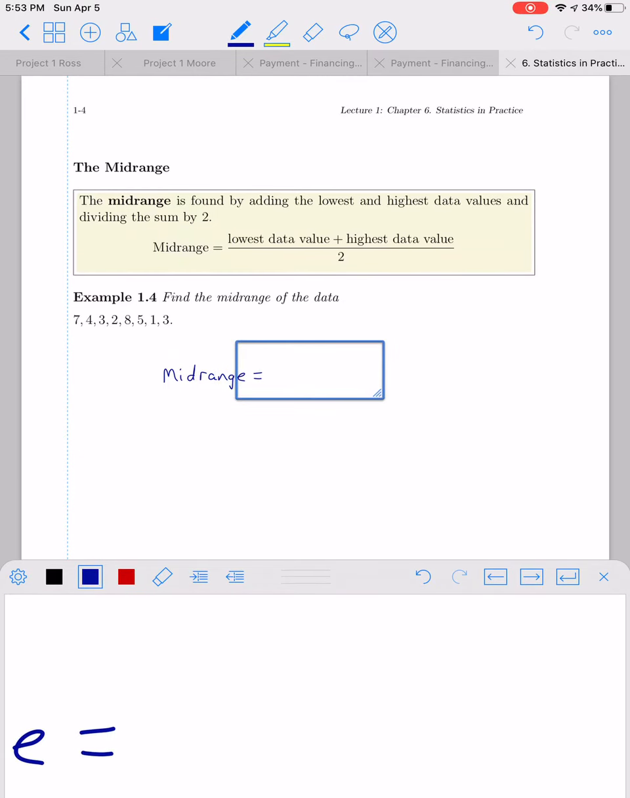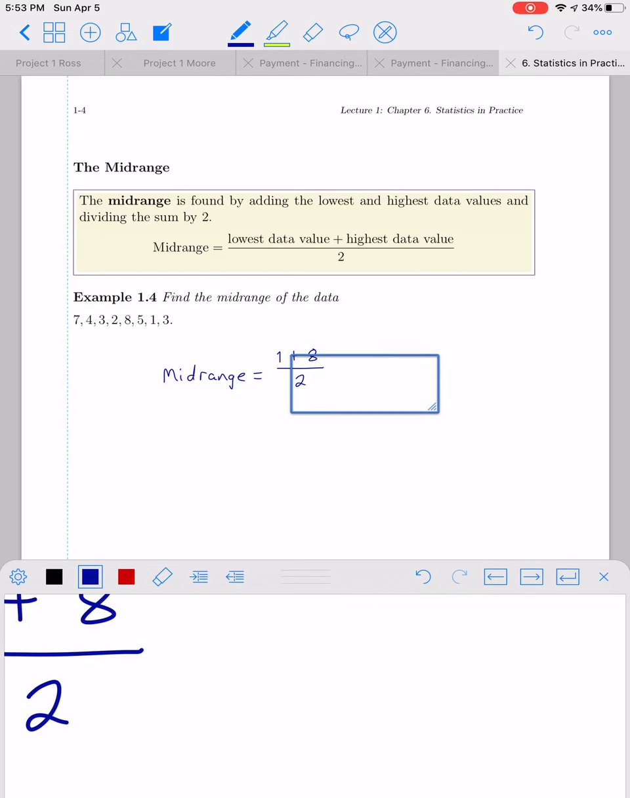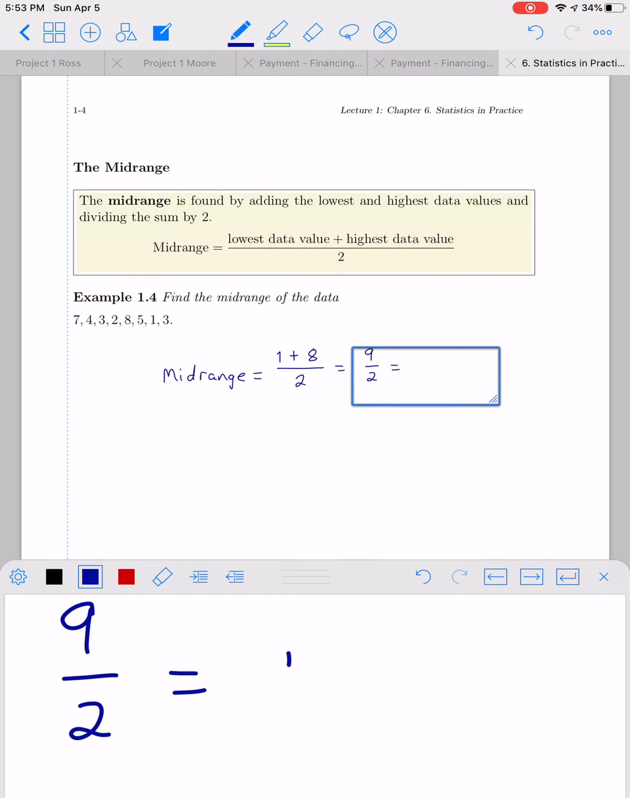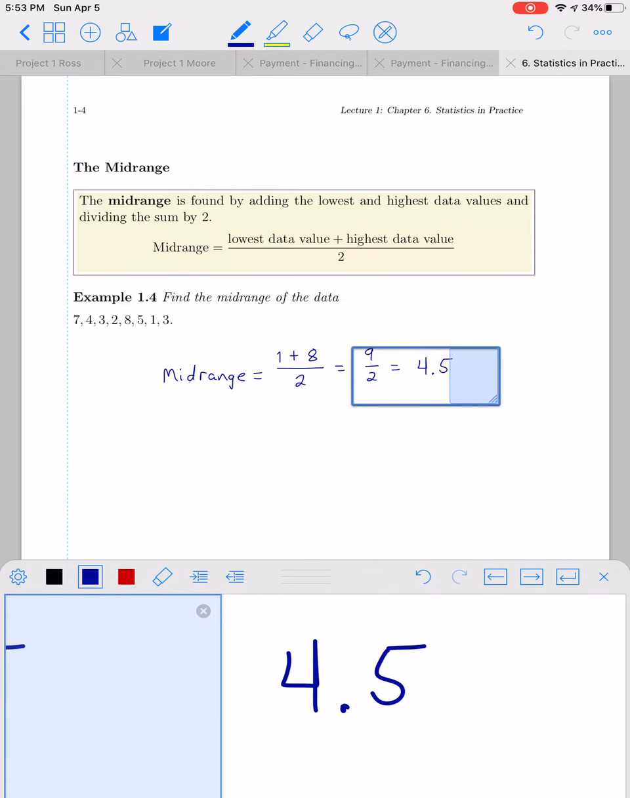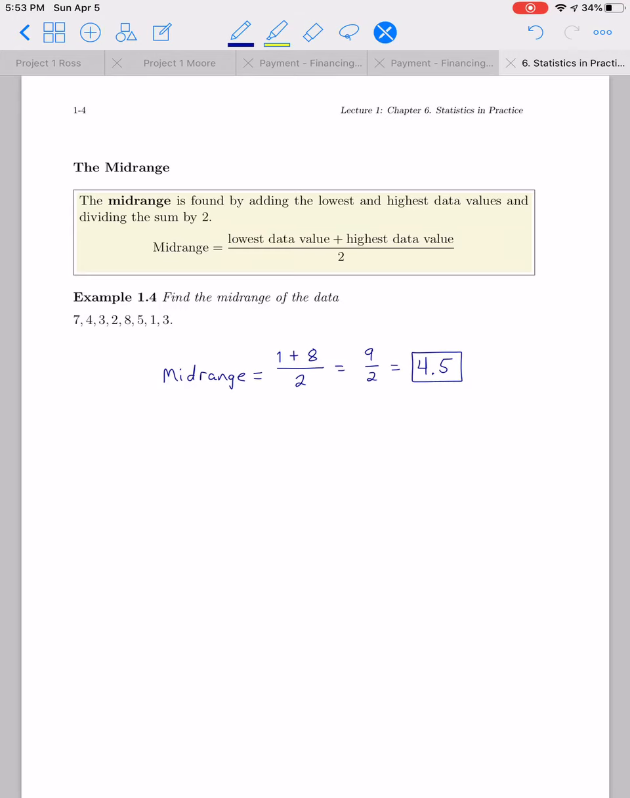The mid-range, well, the lowest value on this list is a 1. The highest value is an 8. Add them together, divide by 2, that's 9 over 2. That's 4.5 exactly. So we'll write it as equals. So our mid-range is 4.5 in this case.